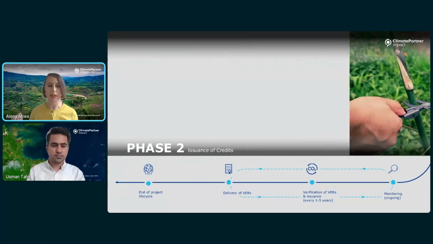And then once it's all set up, then the exciting part 2 starts, which is all about issuing the credits. And that, of course, has a number of different steps, but the 3 most important steps there are effectively a cycle of monitoring, verification, and issuance and delivery. And monitoring, of course, involves a number of different steps. And Usman will spend a lot of time talking about what we do from the Earth observation side of things. But it includes both monitoring on the ground and monitoring in the office in Munich using our Earth observation technology.